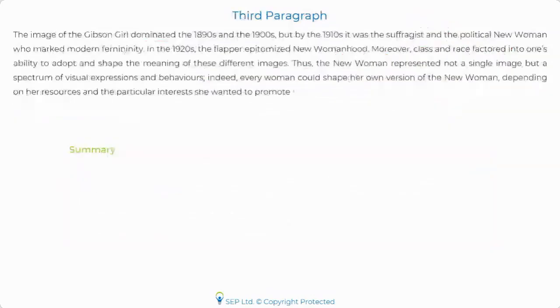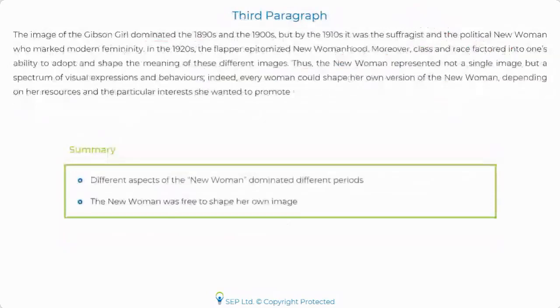The last paragraph, I'll just quickly summarize it. It talks about different aspects of the new woman dominating different periods. So the Gibson girl dominated the 1890s, the 1910s was the suffragist, and then in the 1920s the flapper, and so on. Finally, what the author emphasizes is that the new woman was not about a still image, but a spectrum of visual expressions and behaviors.